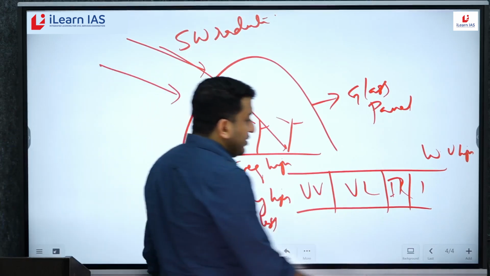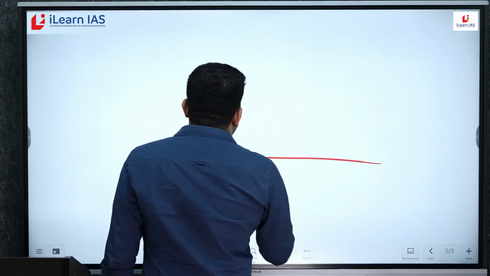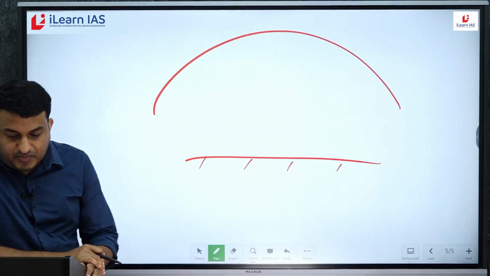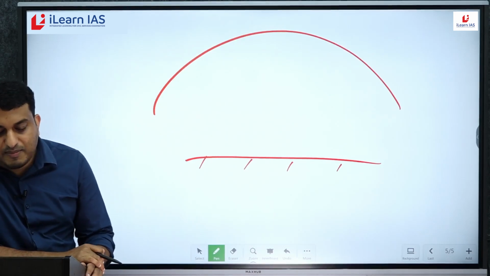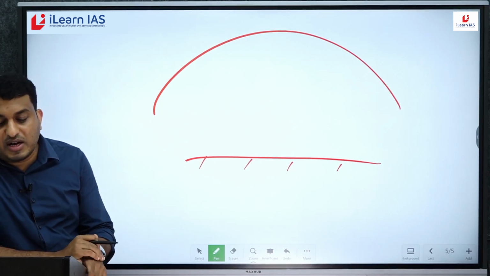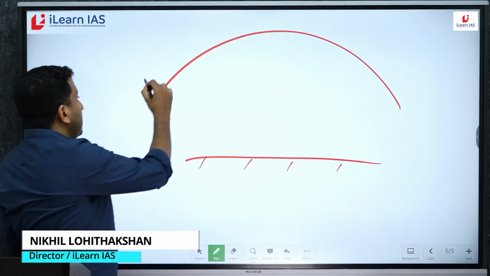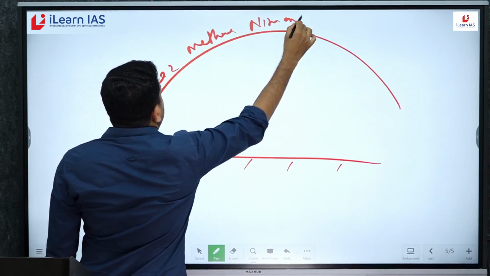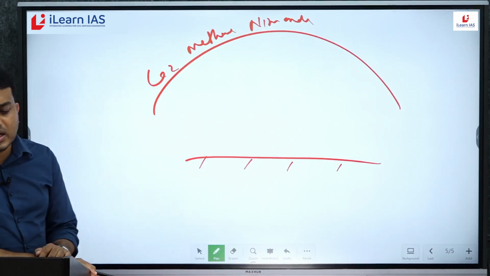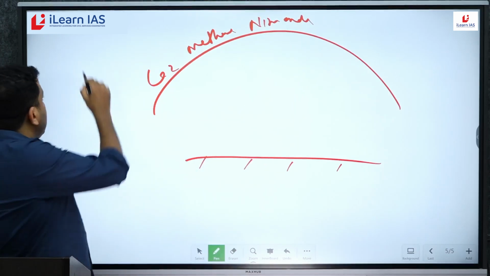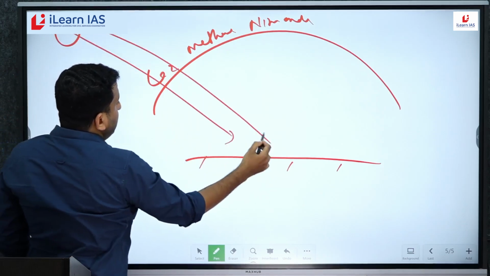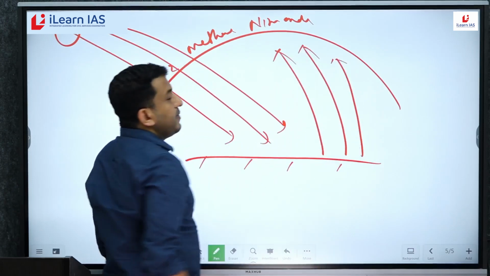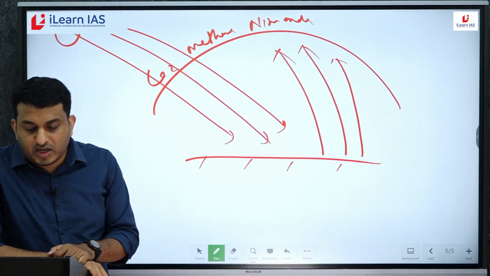So what is actually happening is, suppose this is Earth's surface, right? Now you have greenhouse gases like carbon dioxide, methane, nitrous oxide, etc. These are actually greenhouse gases. So the sun's short wave radiation comes here, re-radiating as what? Long wave radiation, going back as long wave radiation.